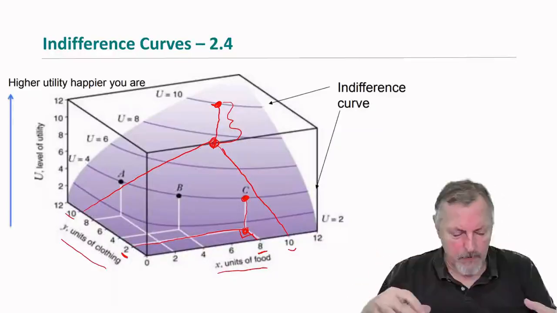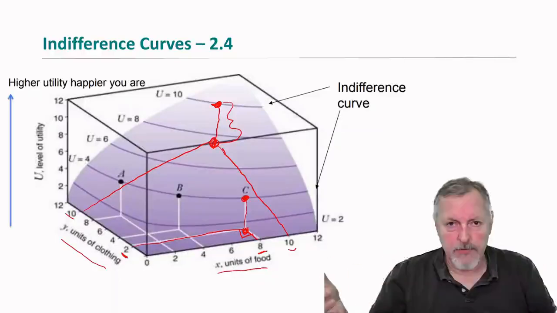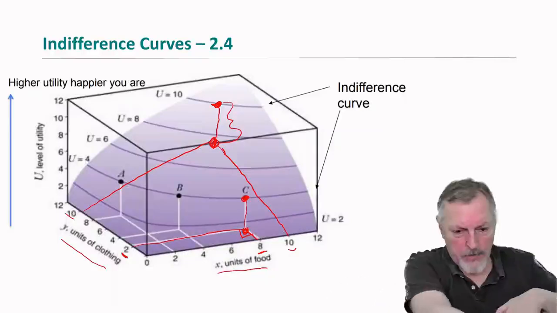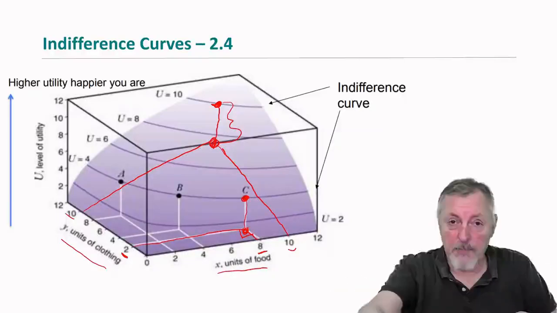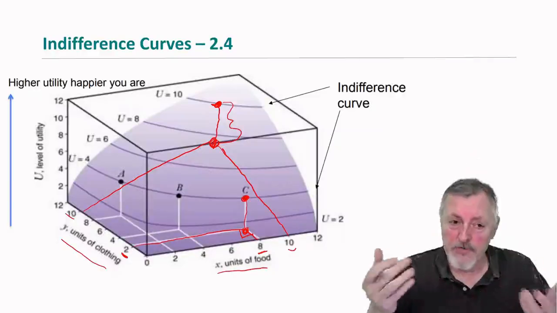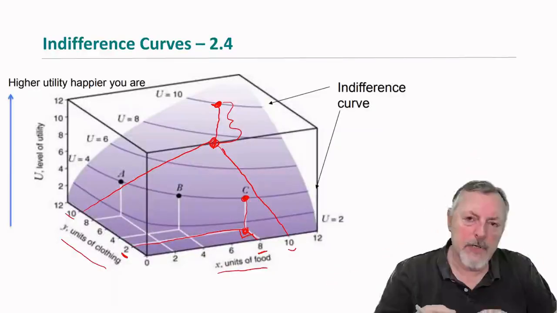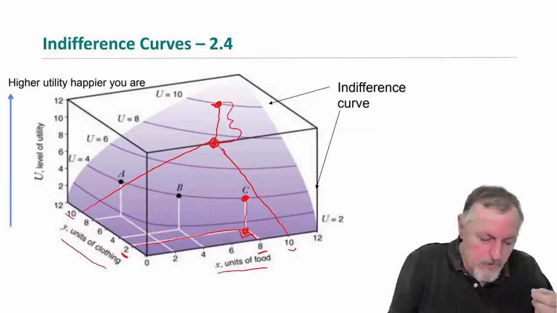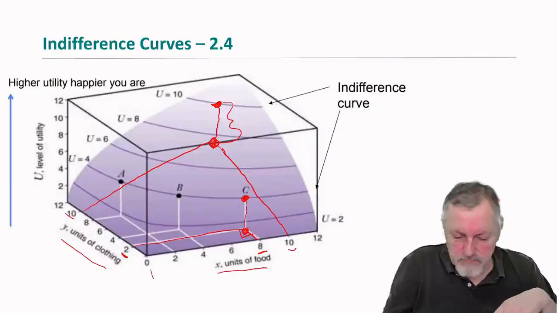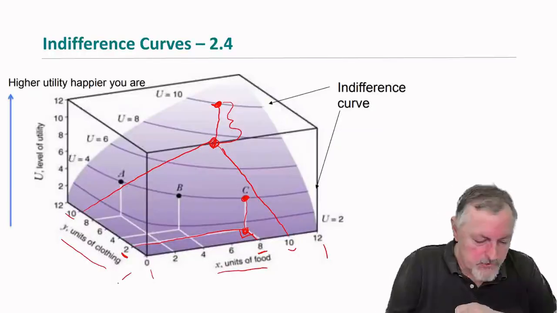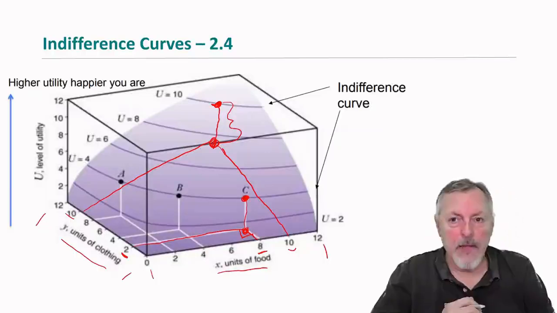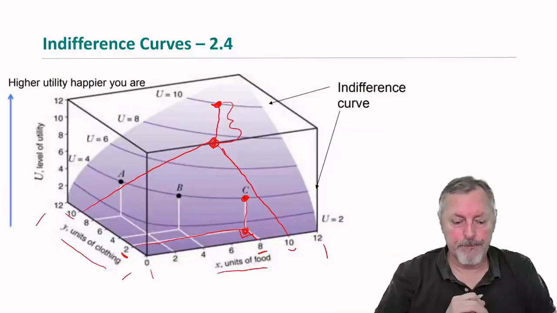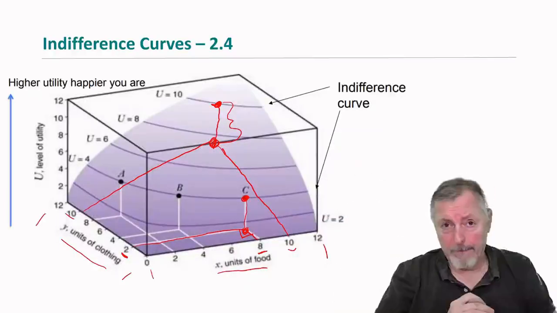So there would be a cloud of these points. Each point on the 2D surface on the floor represents a bundle, and how high the point is represents how happy it makes you. Well, if you did that for all the bundles possible, every bundle between 0 food and 12 food, between 0 clothing and 12 clothing, and all fractions in between, you would get a smooth surface. And it would look like this purple thing.